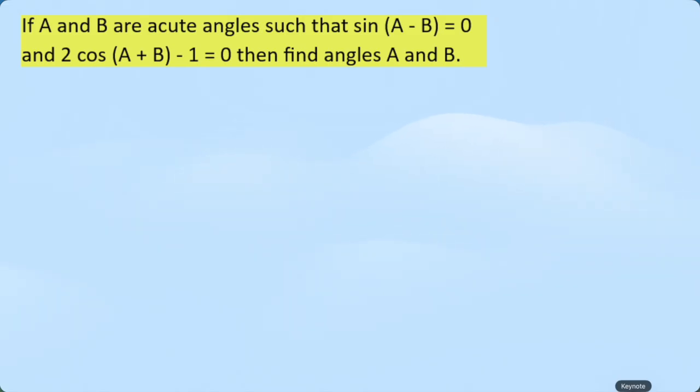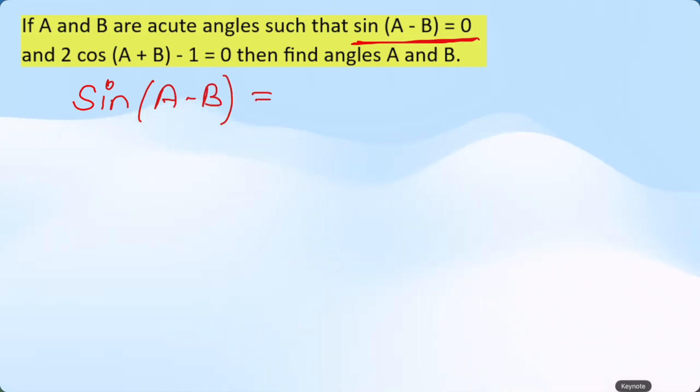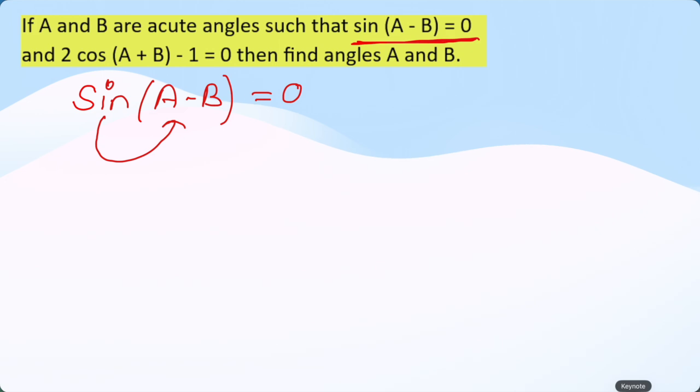What is given? That sine of A minus B equals 0. Sine of this angle A minus B is 0. And 2 times cos of A plus B minus 1 equals 0. You have to find A and B. Come to the first one. It is given as sine of A minus B equals 0. What does it mean? We know this A minus B is the angle for the sine, right? This is the complete angle. How to compare the angle? How to find the values? On the right hand side as well, we have to compare the value with the trigonometric ratio.